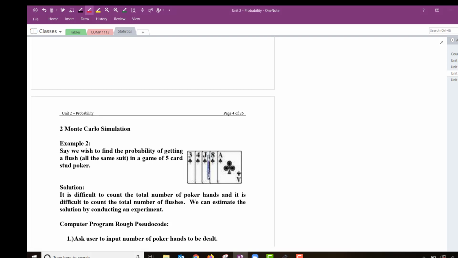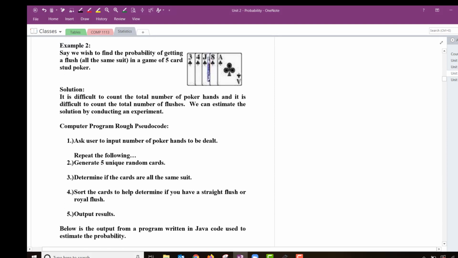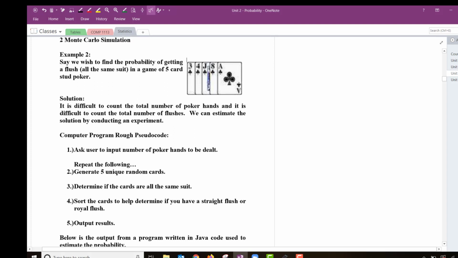It's not an easy task. I can't just start listing them out. I think I'd start to grow old attempting to list them, and I'd probably miss some. So I know many of you love computer programming. We could write ourselves a little program where we could try to simulate this, where we say, how many hands do you want dealt? And then we generate 5 unique cards, and then we check, are these cards all the same suit?